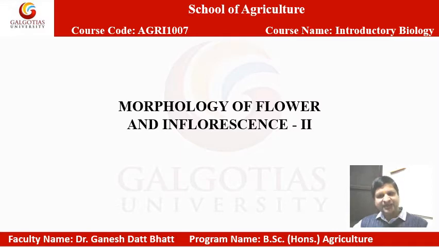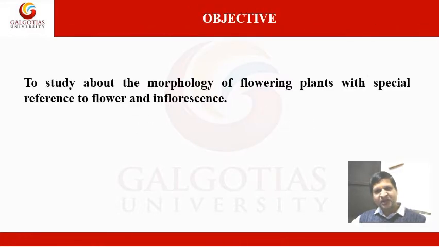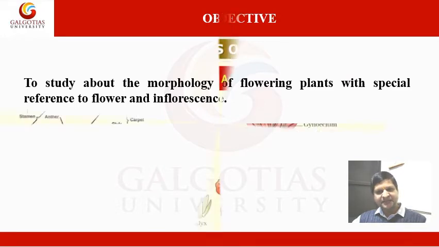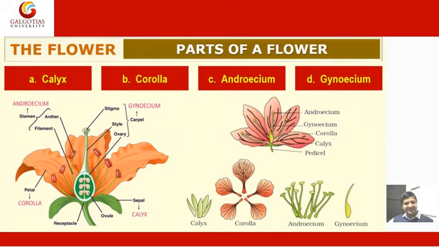Today's class we will discuss the morphology of flower and inflorescence. Objective: to study the morphology of flowering plants with special reference to flower and inflorescence. Calyx, corolla, androecium and gynoecium. If you dissect the flower, you will segregate all the parts: calyx, corolla, androecium, gynoecium.